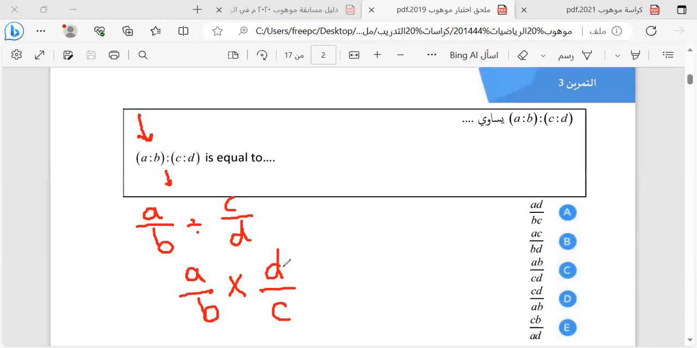Teacher, I have another strategy. They call it keep me, change me, and flip me. So if we want to convert it into a multiplication, we do the keep me, change me, flip me strategy. The keep me, we will keep A over B, and change me, we will change the division into multiplication, and flip me, we will flip C over D until it becomes D over C. Yes, right, correct.